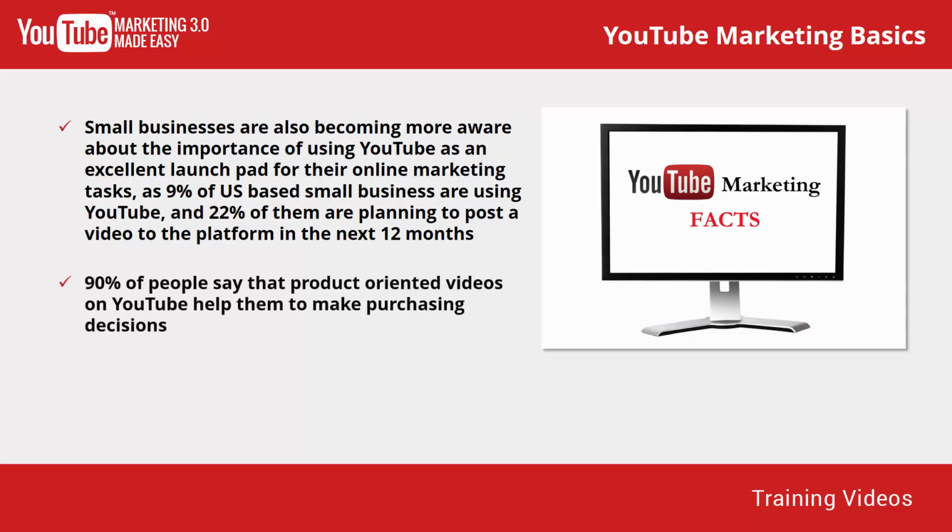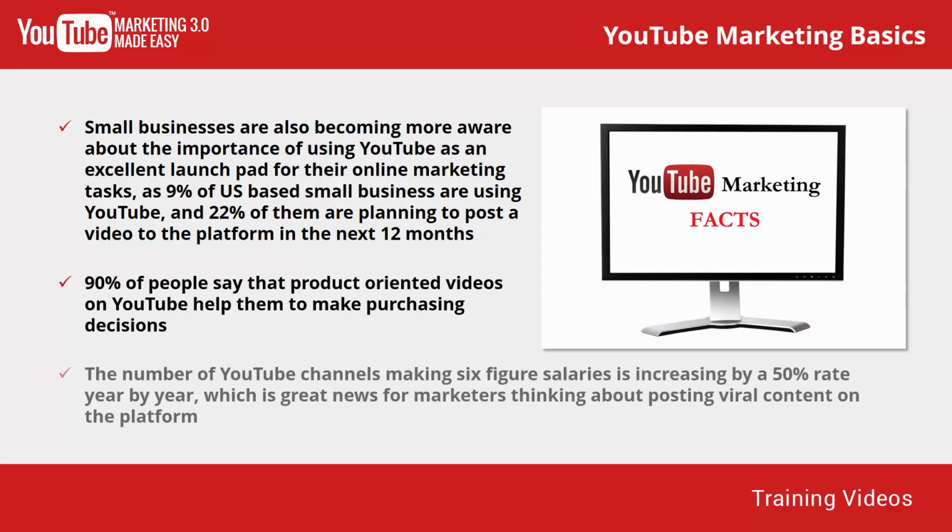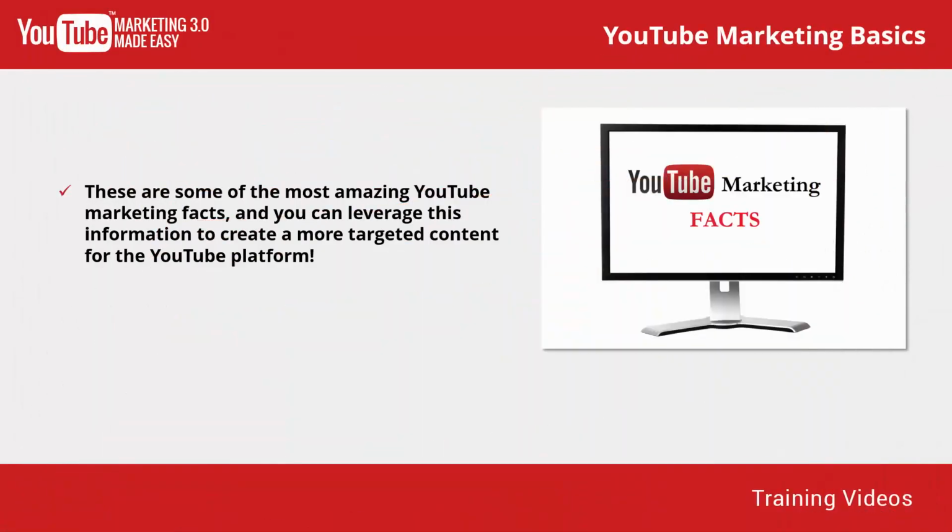90% of people say that product-oriented videos on YouTube help them to make purchasing decisions. The number of YouTube channels making six-figure salaries is increasing by a 50% rate year by year, which is great news for marketers thinking about posting viral content on the platform. These are some of the most amazing YouTube marketing facts, and you can leverage this information to create more targeted content for the YouTube platform.